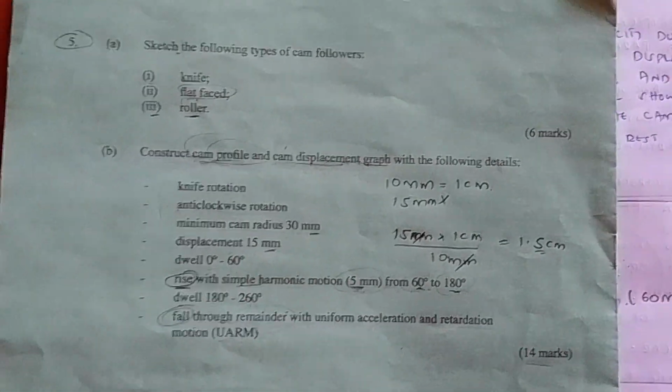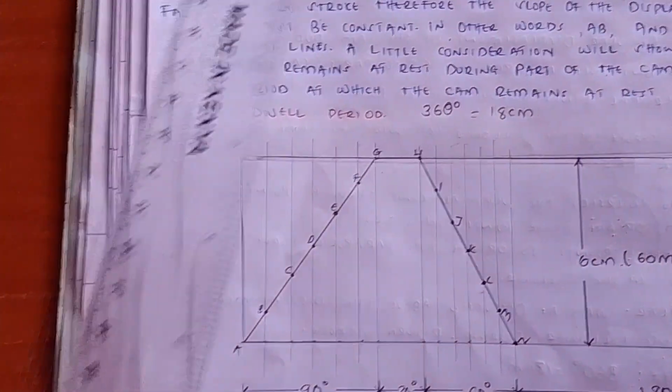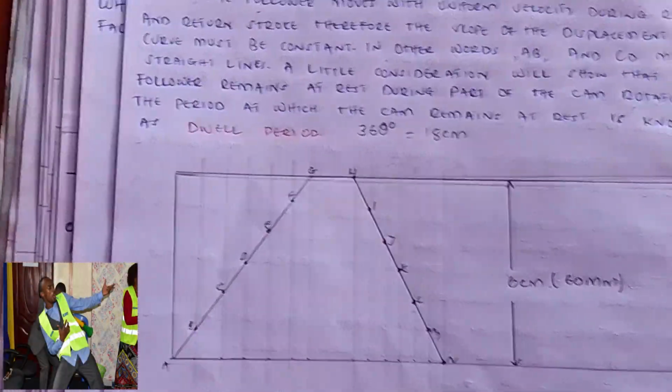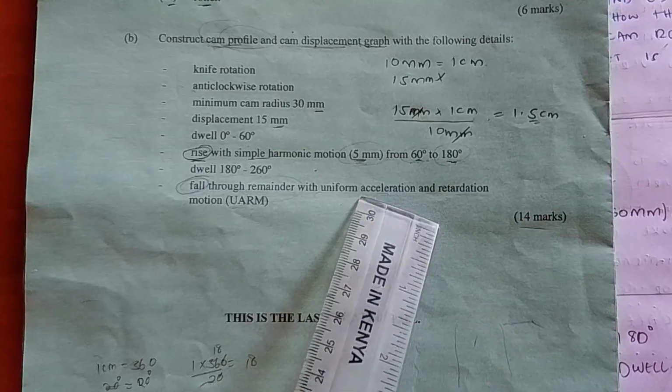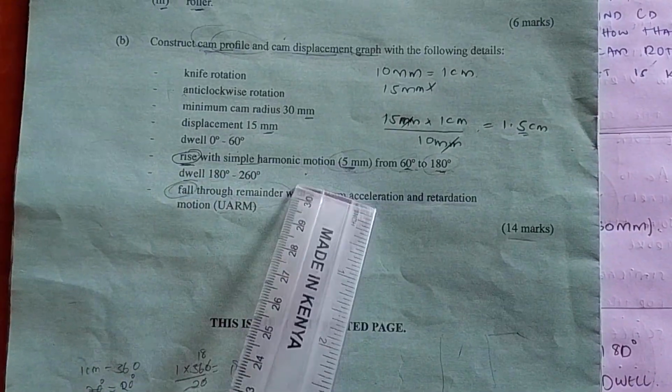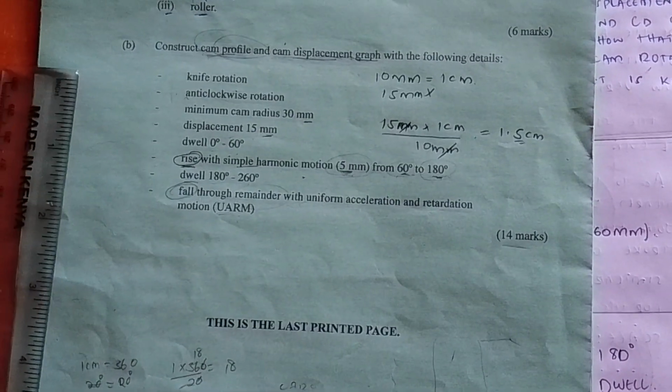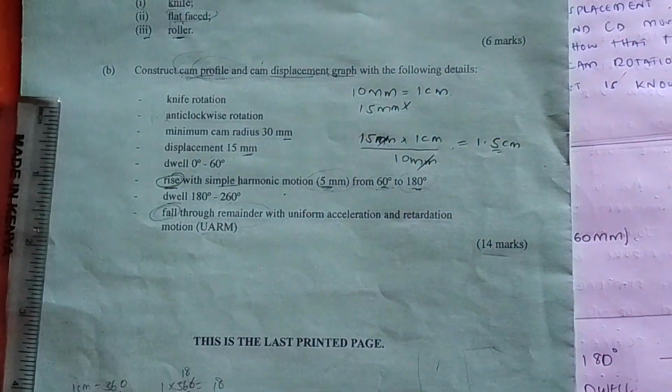So for you to do this question, you must have a complete good knowledge of uniform velocity, of uniform acceleration and retardation motion, and you must also have a complete and sound knowledge of simple harmonic motion so that you can combine them and get your 20 marks. Simple questions.